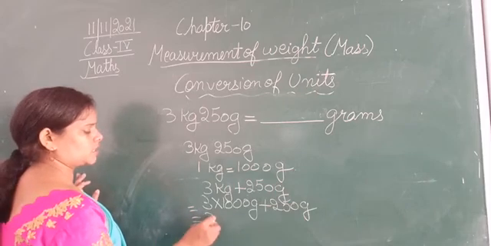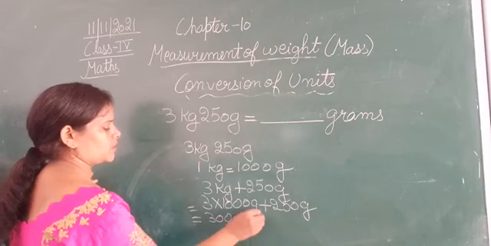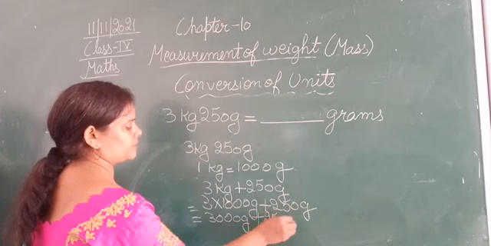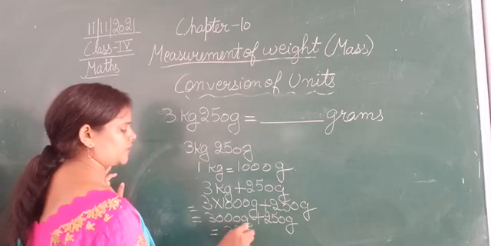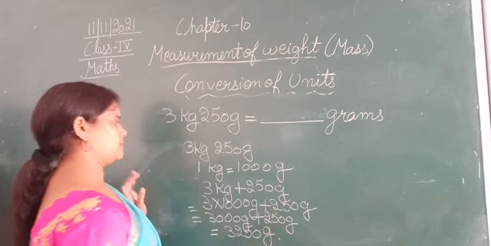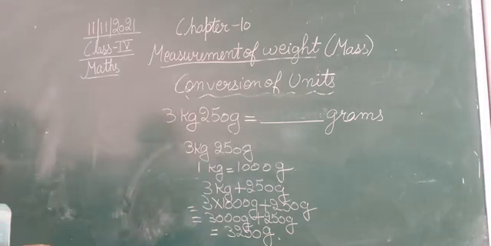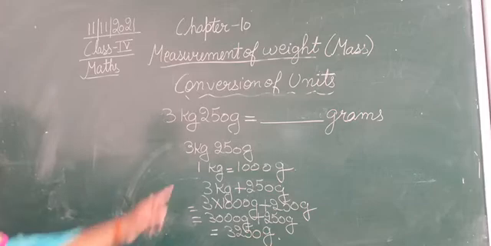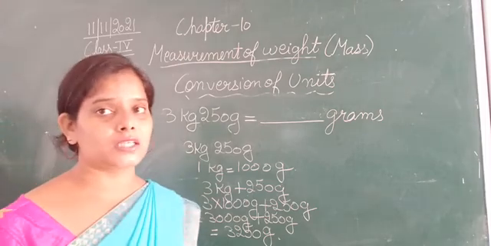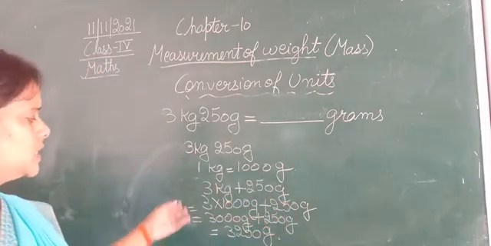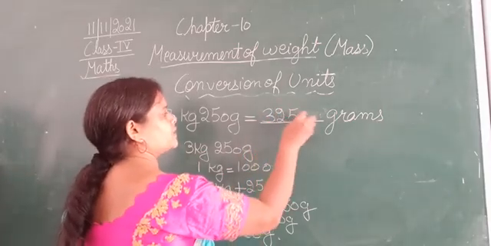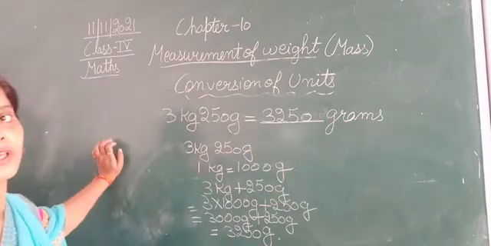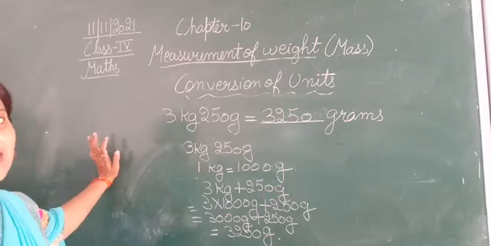Okay, so this is 3000 gram plus 250 gram. The total is 3250 grams. So this is the total, that is 3250 grams. Clear? So this is how we have converted the complete. Okay, that is 3 kg 250 gram is equal to 3250 grams. Right? So this is just an example that I have given.